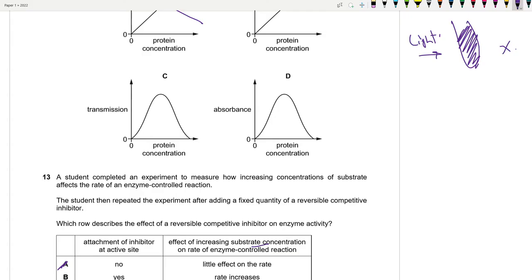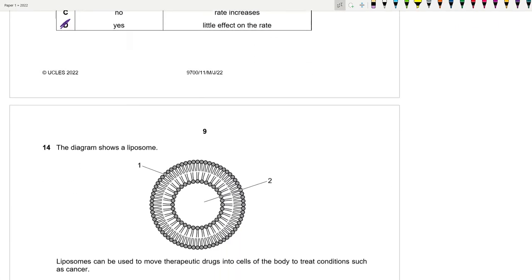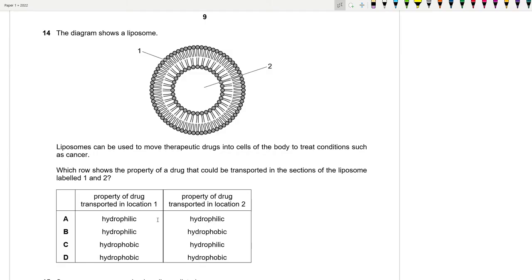Now, where does the inhibitor bind? It actually binds to the active site itself, not the allosteric site. Okay, that's why it can be reversed. Now 14, it shows a liposome. Liposomes can be used to move therapeutic drugs into cells of the body to treat conditions such as cancer. You will learn more about this in A2, in genetic engineering. So we use it for therapeutic uses.